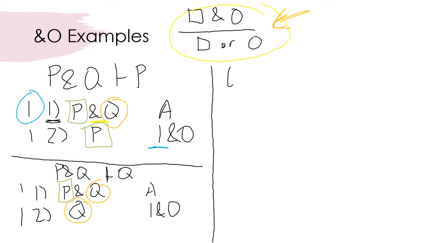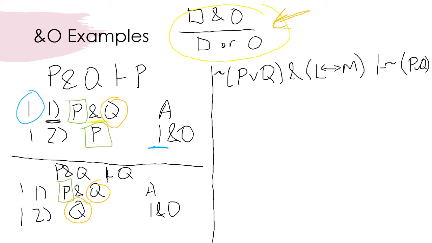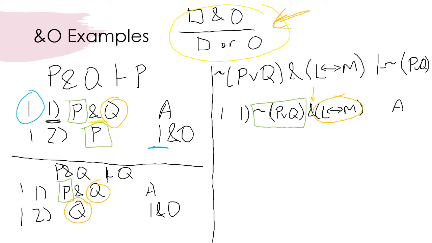Now, if I were to give you something like this, not P wedge Q, and L double arrow M, therefore, not P or Q. What I have here is my assumption, line 1, my premise, also gets assigned line 1, but it's still a square and a circle because my main operator is the ampersand in between them, right there. And since the ampersand is the main operator, I can use my ampersand rule.